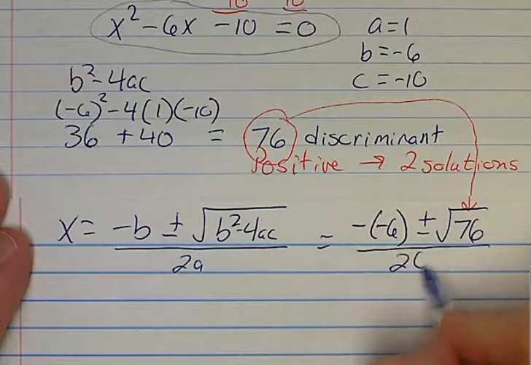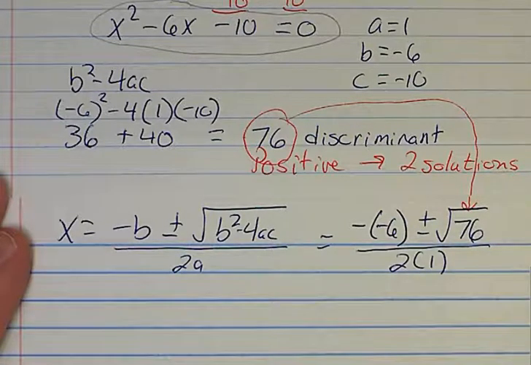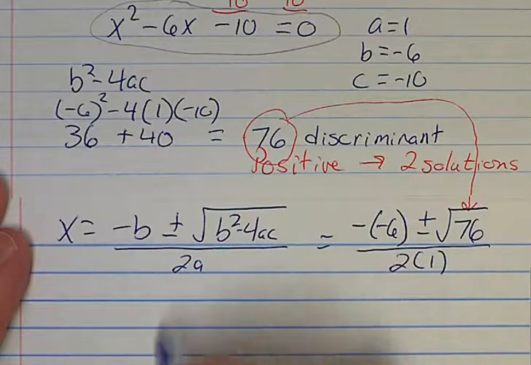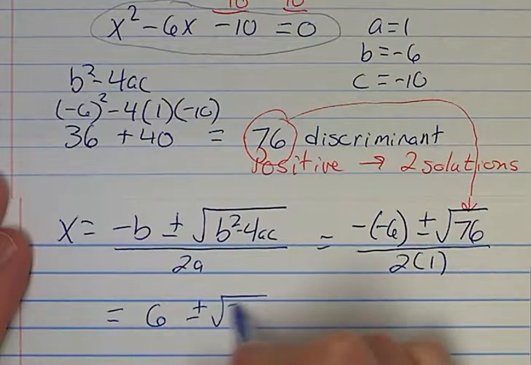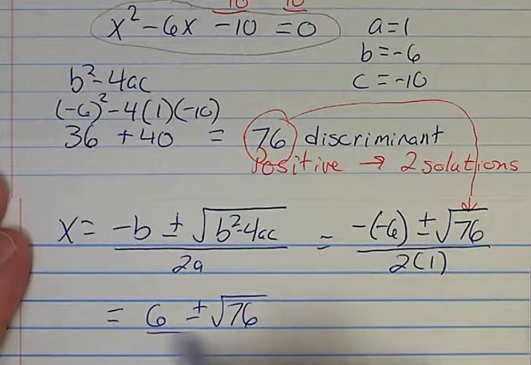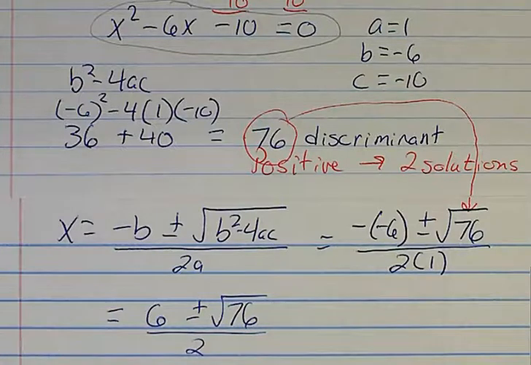And that's over 2 times 1. So if they make you do the discriminant first, you've done all the hard work for this problem, because now it's just minus a negative 6. Well, that's a 6. We've got the square root of 76, and we'll work on that part next. And that's over 2 times 1, which is just 2.